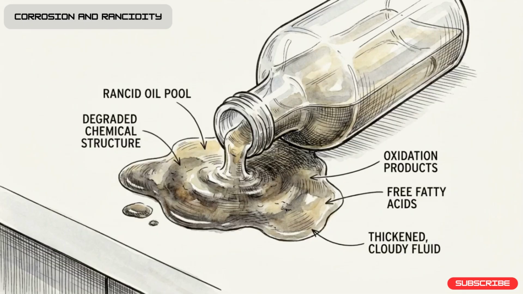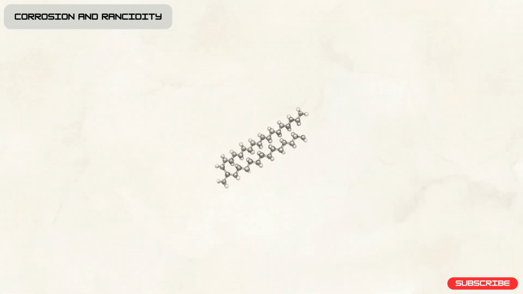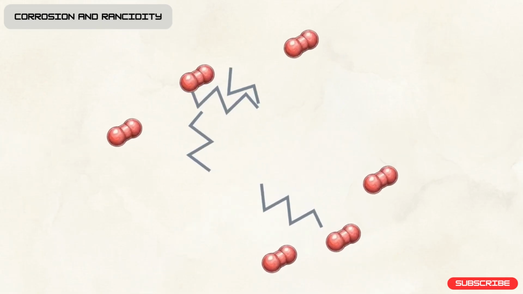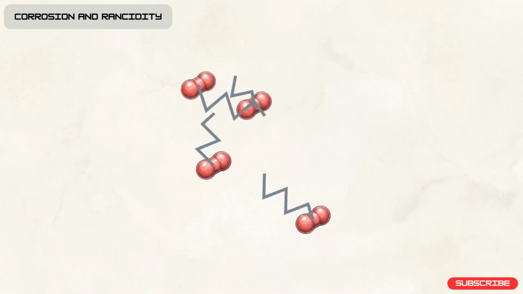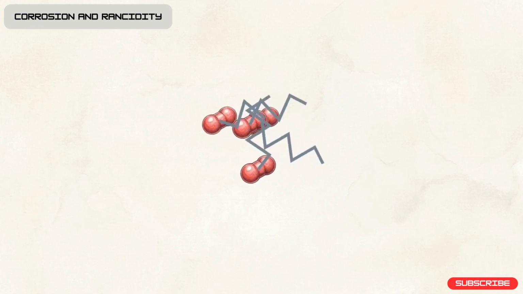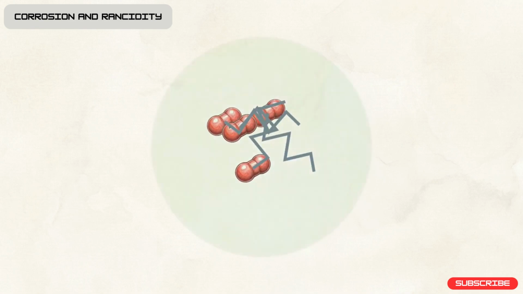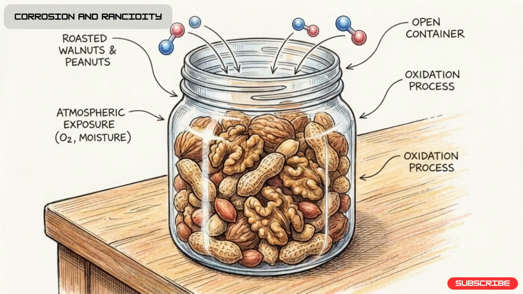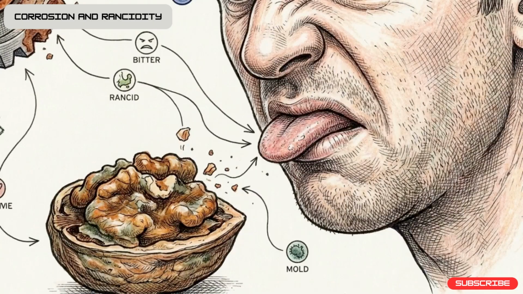When foods containing fats and oils oxidize, they spoil. This condition is called rancidity. At the microscopic level, oxygen in the air forcefully bonds with long-chain fat molecules, tearing apart their original composition. This new chemical arrangement changes how the food interacts with our senses, resulting in a ruined flavor profile and strong, foul odors. Leave roasted nuts, like walnuts or peanuts, sitting in an open container, and this oxidation is why they eventually taste bitter or soapy.